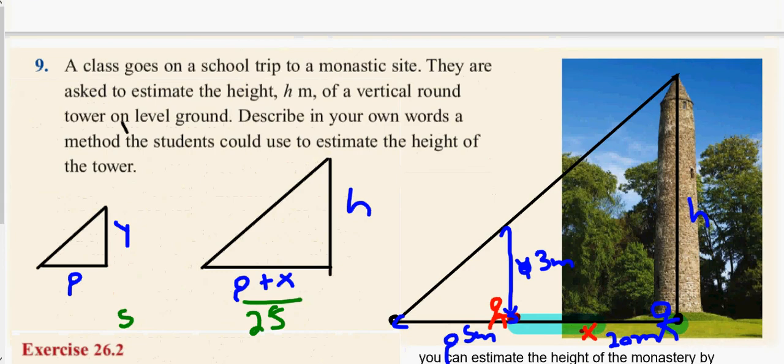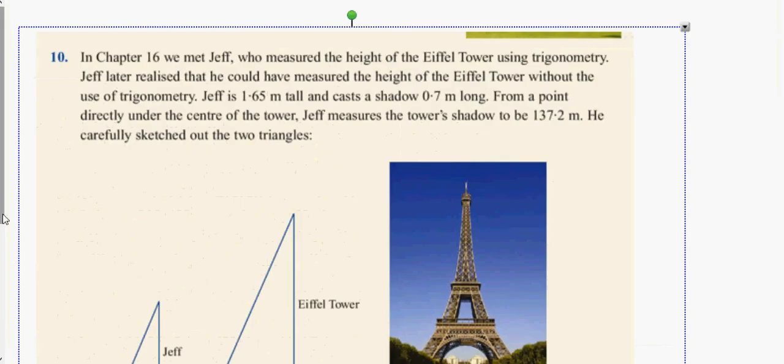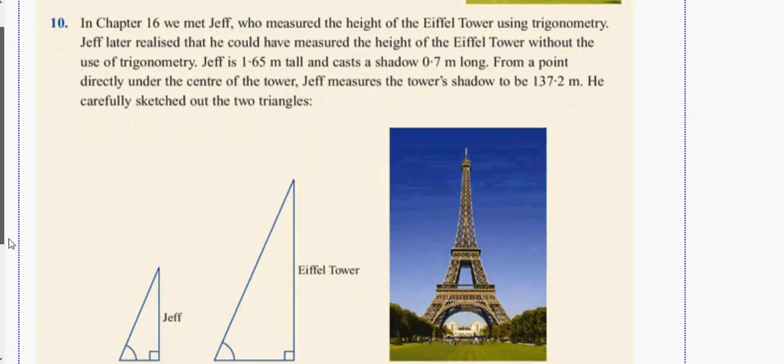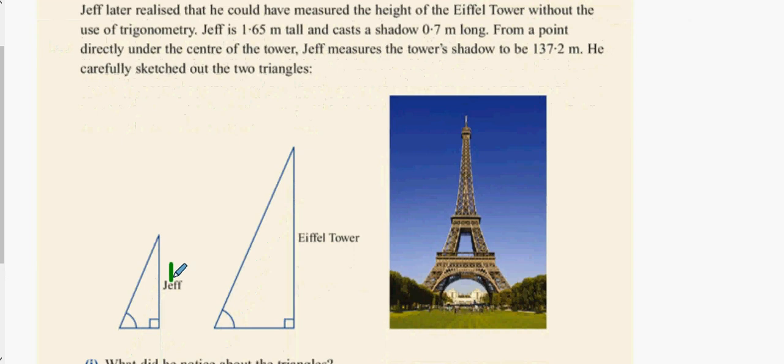Now, question 10. Pretty much the exact same question. Jeff is 1.65 meters tall, and he casts a shadow of 0.7. Jeff measures the Eiffel Tower shadow to be 137.2. They're under the same sunshine, so the shadows are cast at the same angle as each other, so they're similar triangles.